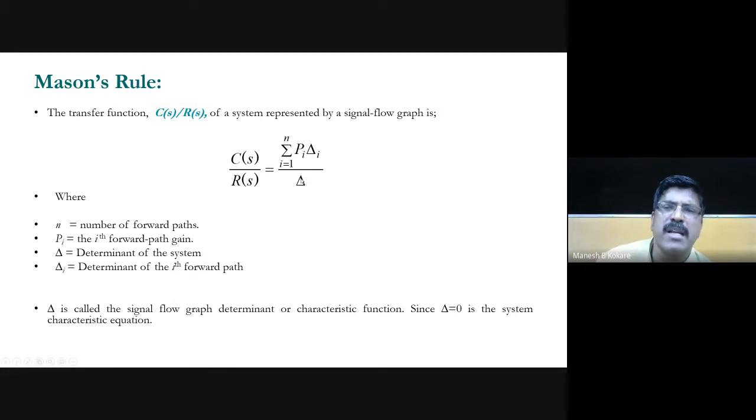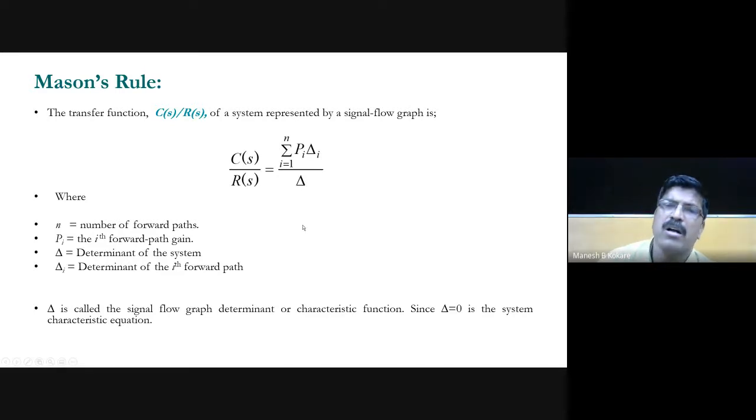What about this delta? We'll see delta i later on. Now we have studied what is n, what is P, and Pi. Now let us look at delta, and after that we'll see delta i. So delta is the determinant of the system. Now, how do we find the determinant of the system?